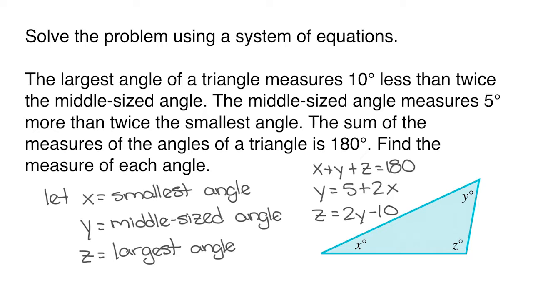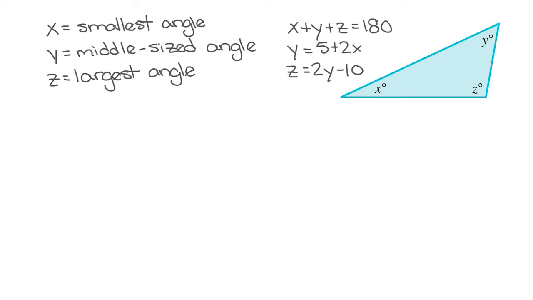Now we're ready to solve this system of equations. So we will make room to solve this system. We'll use substitution. We know that y equals 5 plus 2x and z equals 2y minus 10. We want both of these equations in terms of the same variable so that we can substitute them into our first equation, x plus y plus z equals 180 degrees. To do that, let's solve the second equation for x.